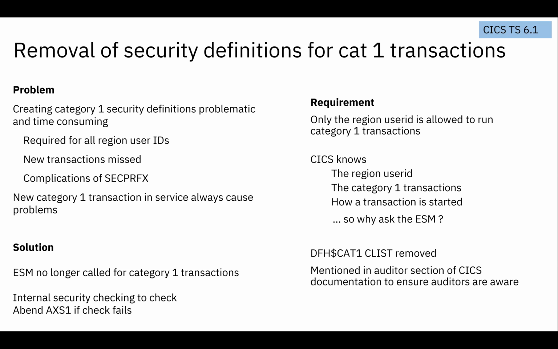So basically, we remove the need for security definitions. We do the check internally. If you're not the right person, which is us, i.e. the CICS region, you're not allowed to do it. If you're starting from anywhere else, any other method of starting, you're not allowed to do it. And you get the abend if you try to do it. So the security definition is not required. It means that somebody who is not the region ID can't run a transaction they're not supposed to. So again, removing security definitions can make things more secure.